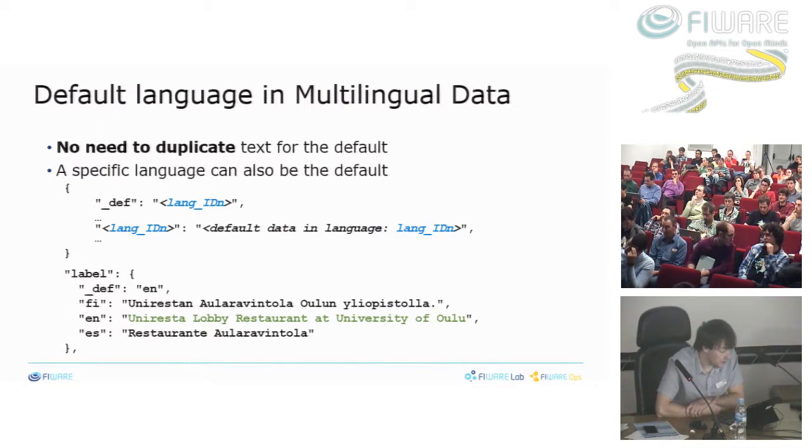To avoid the need to duplicate text for the default language, there is also another property _def, where you can refer to the default language property, which is part of this object.